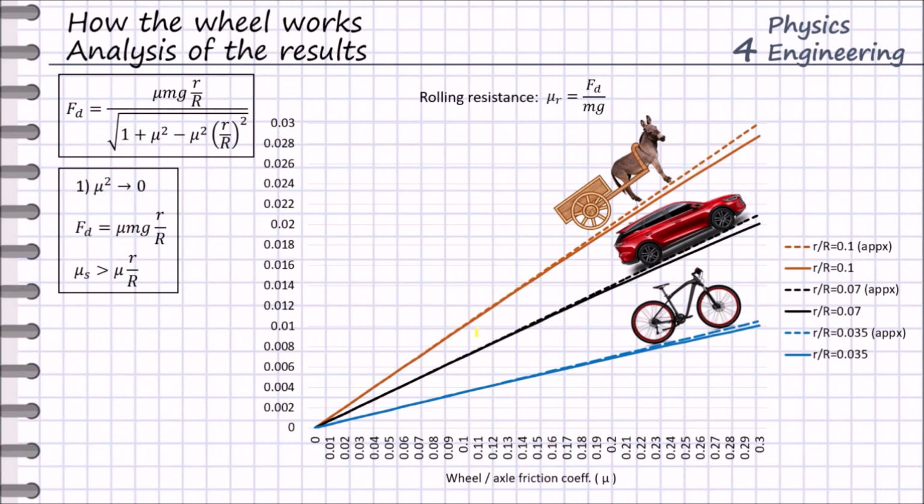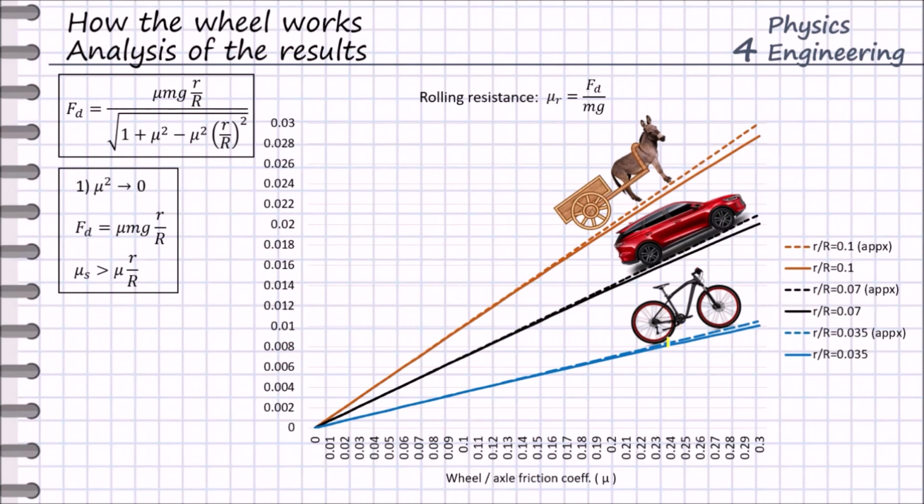And here we have 3 different cases. One case is a wagon with a donkey, where the ratio between the wheel radius and axle radius is approximately 0.1. Then we have a vehicle like a passenger car, where the radius of the wheel is already smaller, but the shaft radius is also smaller. The shaft radius is between 30 and 40 millimeters, when the wheel radius is about 700 millimeters, so that the ratio r divided by R is approximately 0.07.